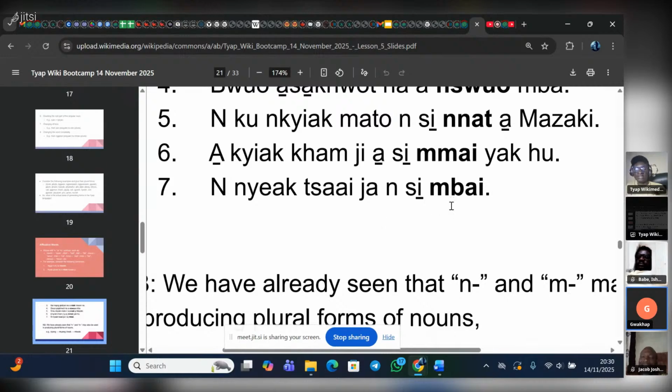Nsumbai. So this one means that I climbed a horse. It was with a horse that I came. That is, I climbed a horse. It is a horse that I climbed. So you can see the arrangement now is somehow different from the English, so it's making the whole translation look somehow different. So N is I, Nyag is to climb, Tsai is a horse, Ja is it is, I is N, and then Mbai, which is come.